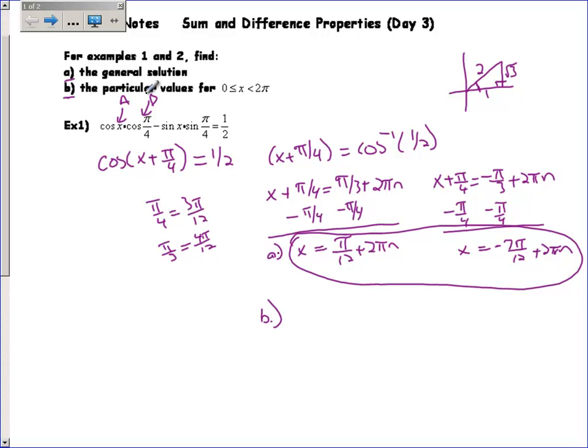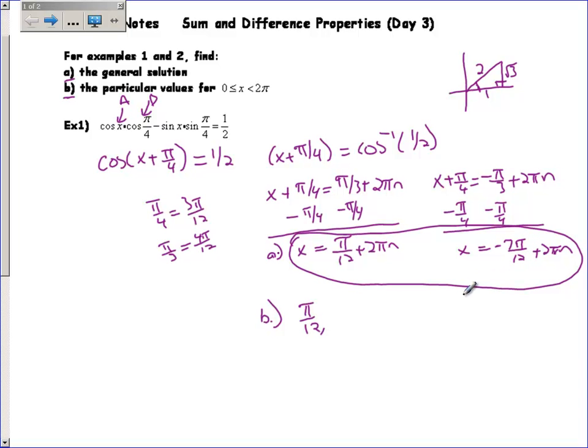It just says find the particular values for 0 to 2 pi. This means we have to find every angle bigger than 0 but less than 360. Well, the first one is right here, pi over 12. And the second one can come from this second equation. However, the second equation has a negative angle in it, so I'm going to have to add 2 pi to that so I can get to the next angle.